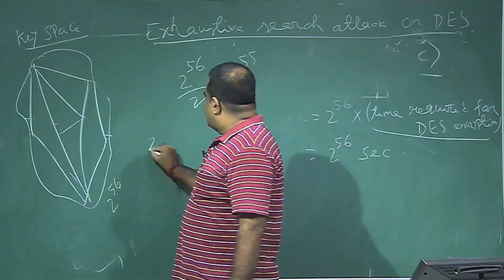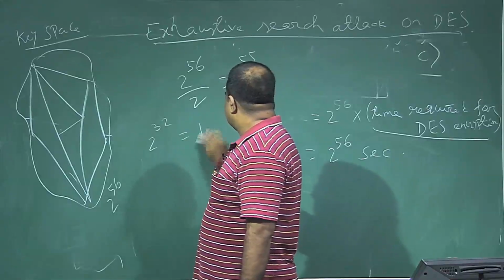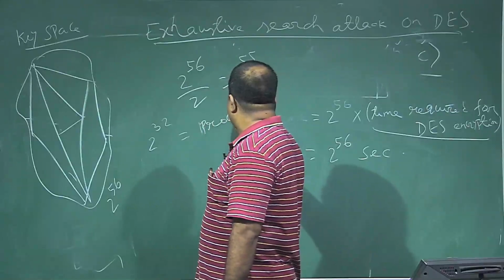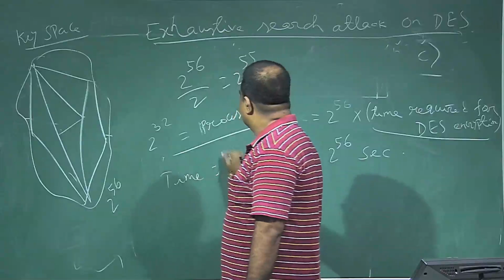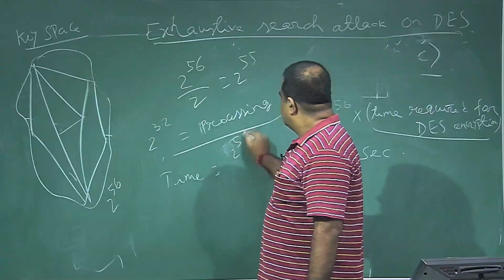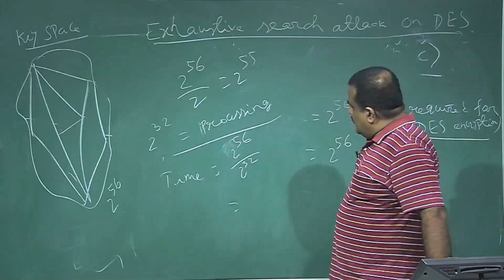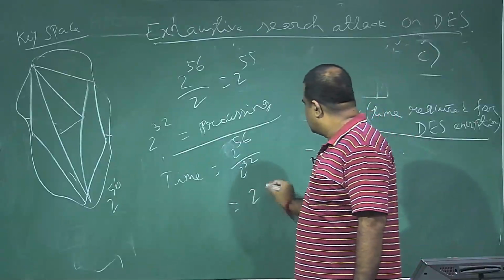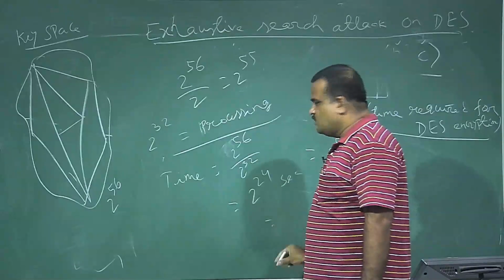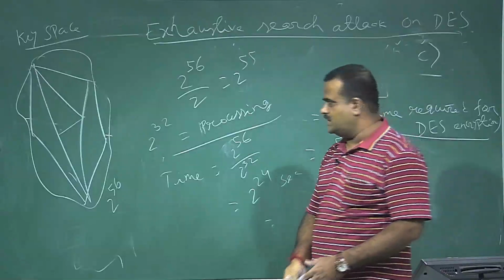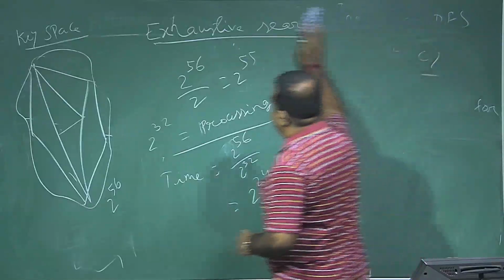So, this way, if there are 2 to the power 32 processors running in parallel to find the key, then the time will be reduced to 2 to the power 56 divided by 2 to the power 32, which is basically 2 to the power 24 seconds, which may be less than 2-3 days or so. So this is an exhaustive search attack on DES.